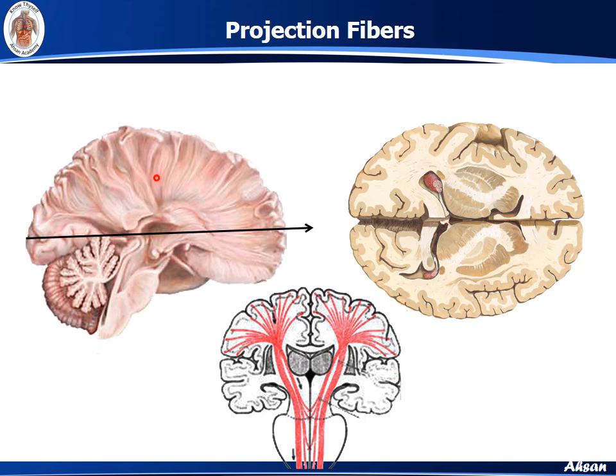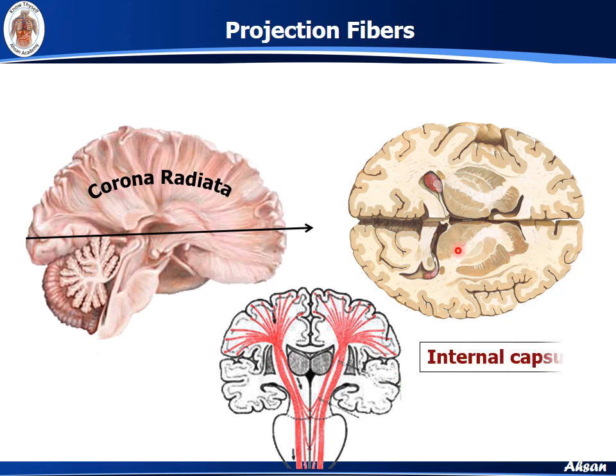Previously I have shown this is the corona radiata. This contains the projection fibers running from the cortex to the spinal cord, and also from the lower parts to the cortex. This passes through a narrow space known as the internal capsule. So you can see the internal capsule here. The corona radiata narrows down into this internal capsule, separating the thalamus.